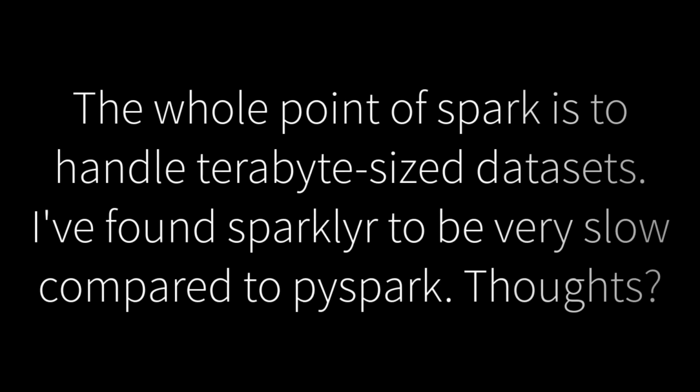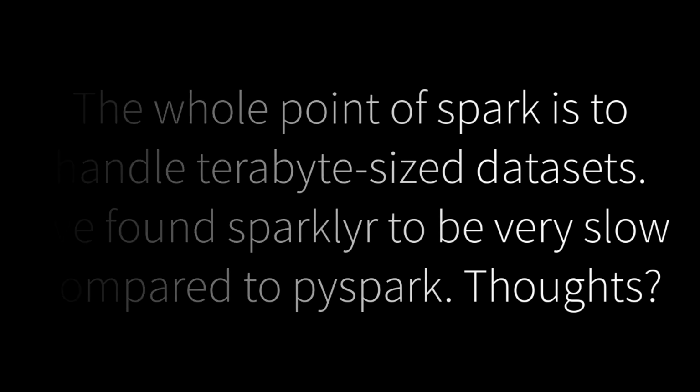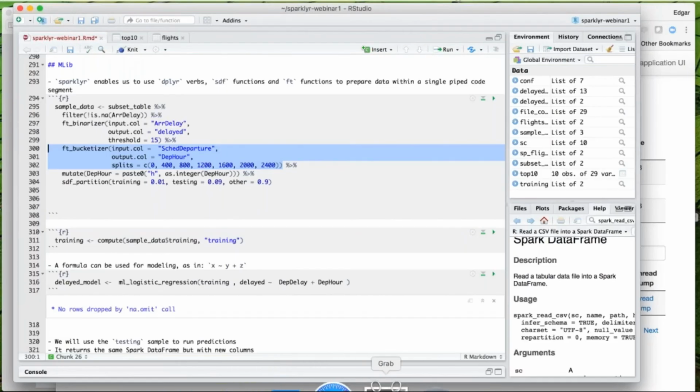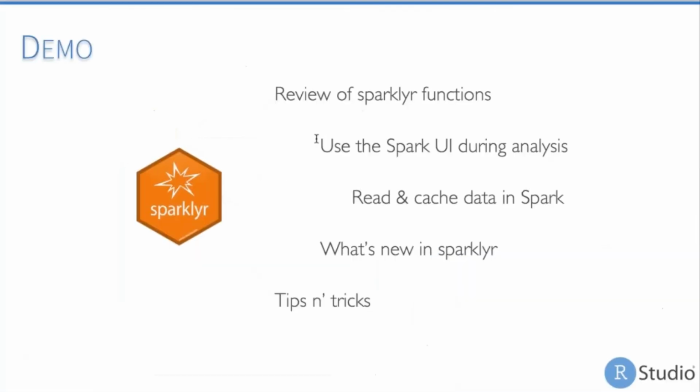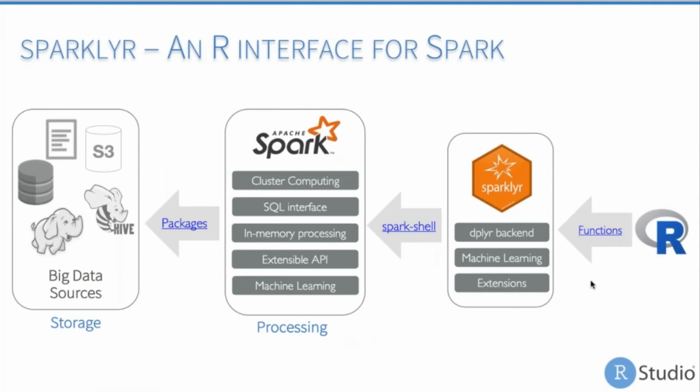It says sparklyr is very slow compared to PySpark. I would like to know what kind of methods you're using with sparklyr, because as I mentioned, sparklyr's approach to accessing the cluster is just through Spark Shell. There's nothing else that we do other than call those Spark Shell commands. I think Javier just answered to open a GitHub issue.